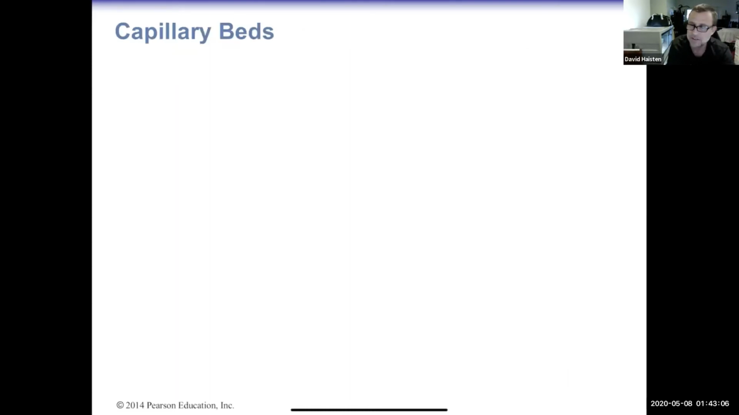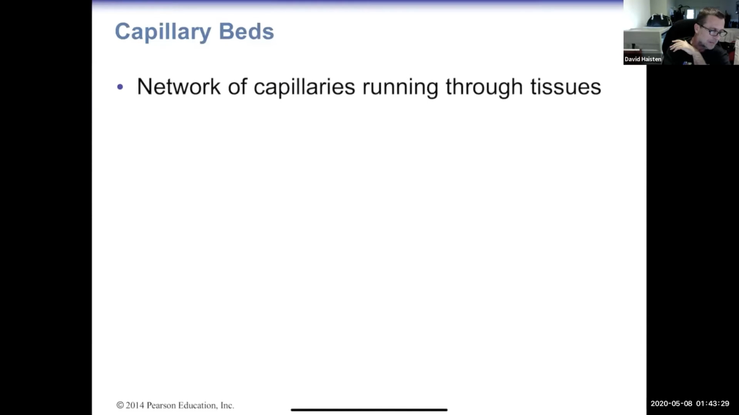Capillary beds. Let's look at this. So you have these capillary beds. We know we're going arteries, arterioles, capillary bed or capillary network, back to venule, vein. So capillary beds, where there's a lot of capillaries, this is where they're leaky and everything's getting out to your tissues. What's a capillary bed? Network of capillaries running through tissues.